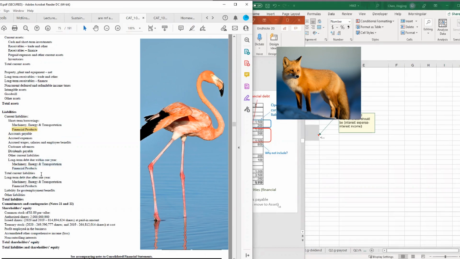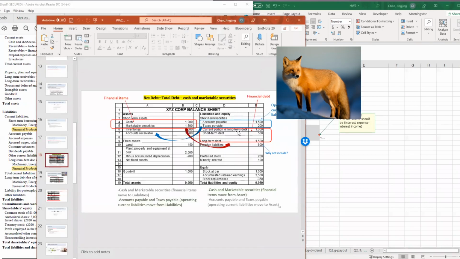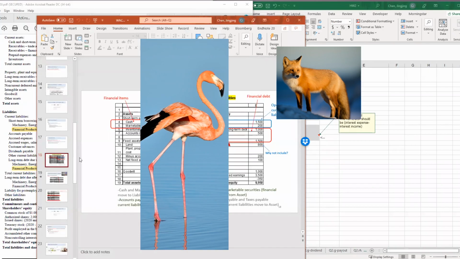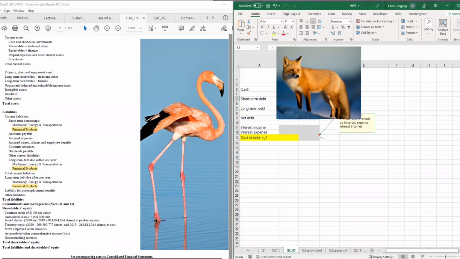And also this is under short-term debt, and also highlight financial product. And this is under long-term debt due within 1 year, which will be the current portion of long-term debt. And finally, I want long-term debt. Long-term debt is here, long-term debt due after 1 year, which is literally the long-term debt, financial products here. I'm going to add these three items together. So first input it here for 2019.